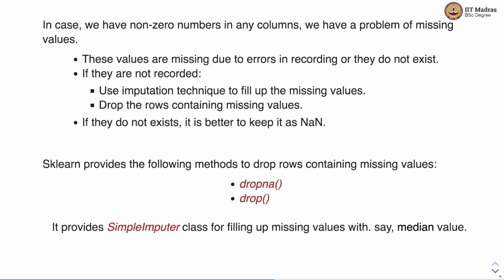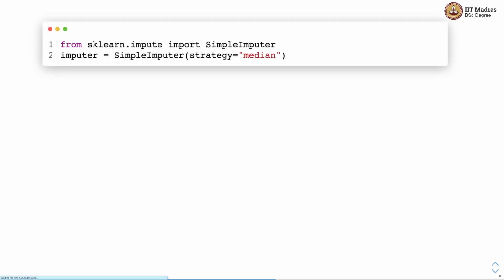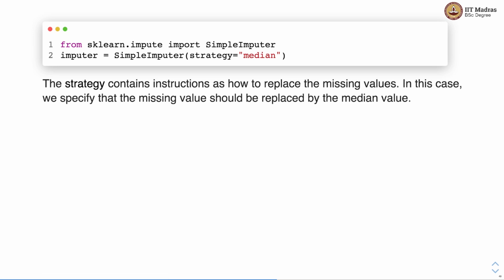sklearn provides SimpleImputer class for filling up missing values. And these missing values can be filled up with, let's say, median value or average value or maybe lowest value or highest value, depending on the feature and the context. In this case, we import the SimpleImputer class from sklearn and we apply the median strategy for filling up the missing values. In this case, every missing value will be replaced by the median of that particular feature.